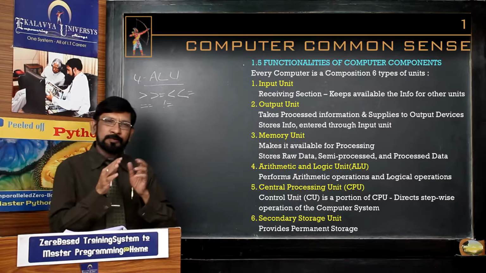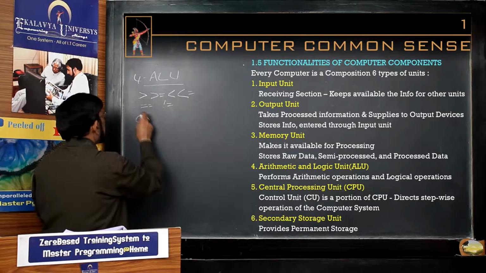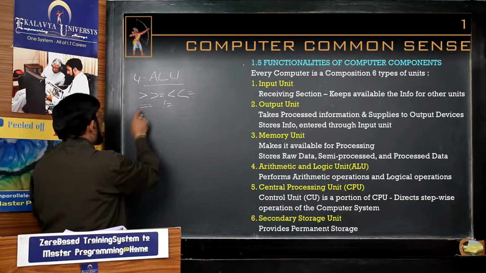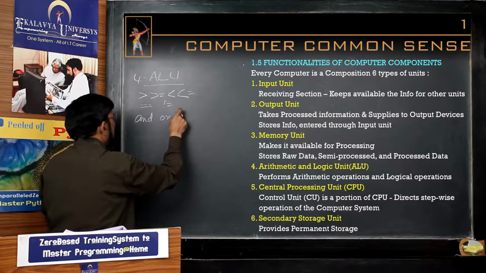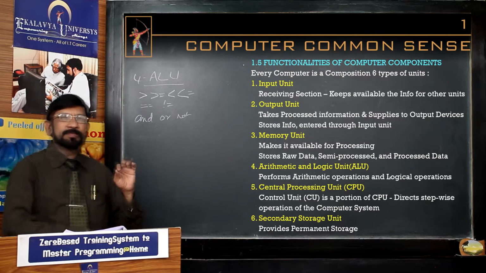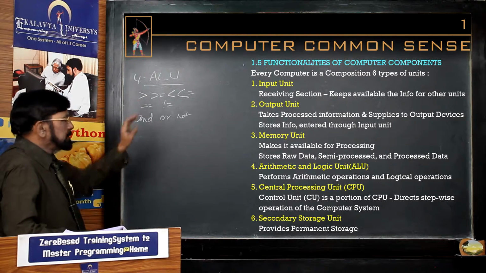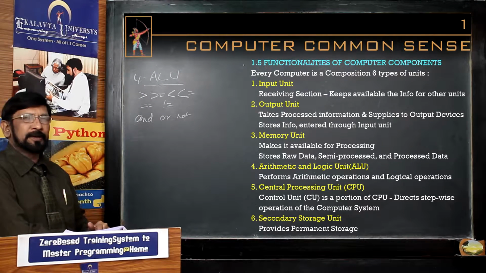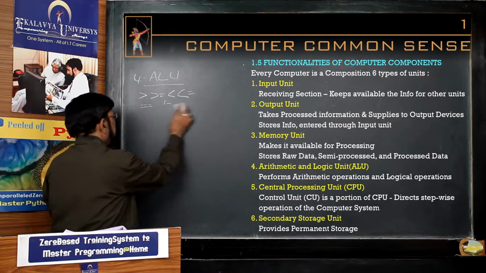Thereafter, whenever we use multiple conditions, we have to connect them with operators like and, or, not, etc. These things I don't want to go into in detail. These are the relational operators and the logical operators. These are very important for taking decisions.